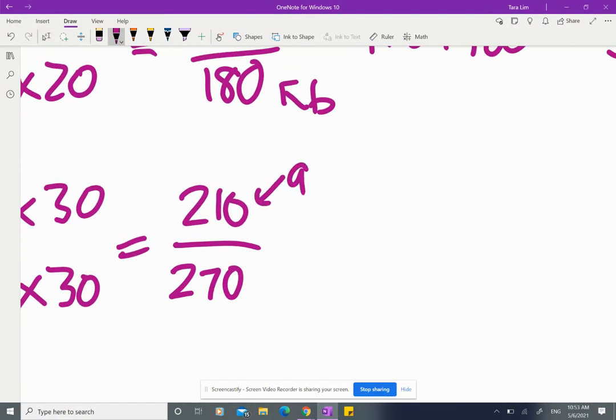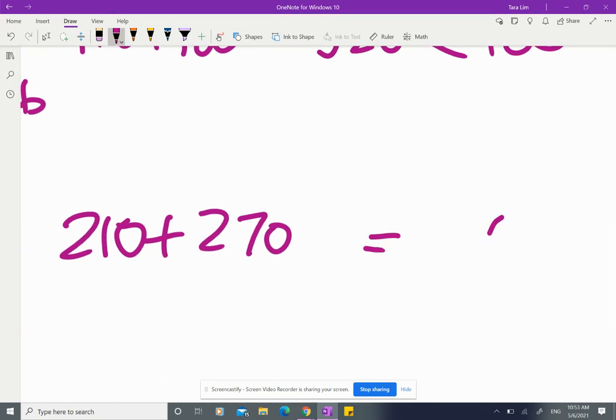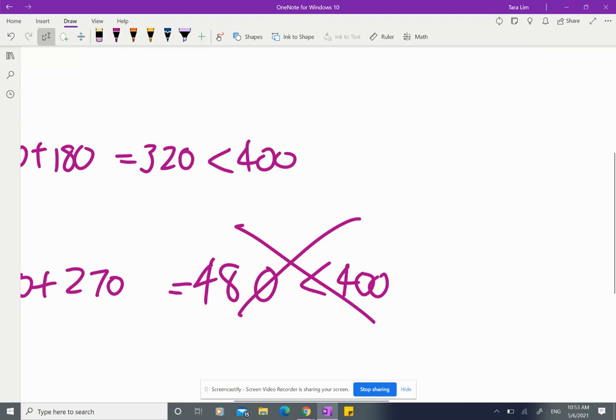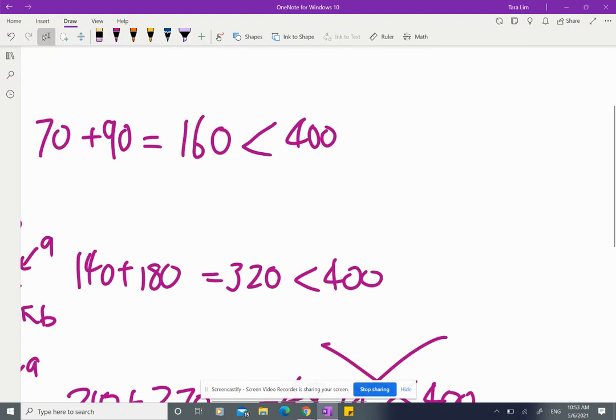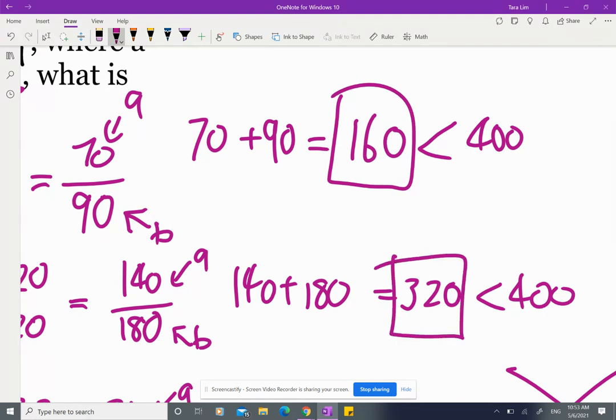So now we know that 210, again this is a and this is b, and we want to try adding them together. So 210 plus 270, we add them together, it will give us 480. Now, is 480 less than 400? No, it's not. So it is not a possible value. The only possible values for a plus b are 160 and 320.